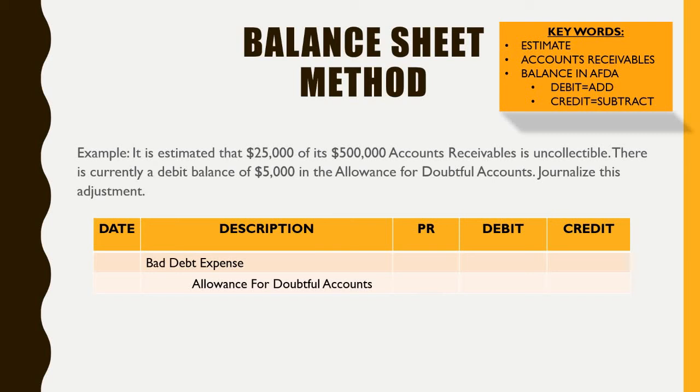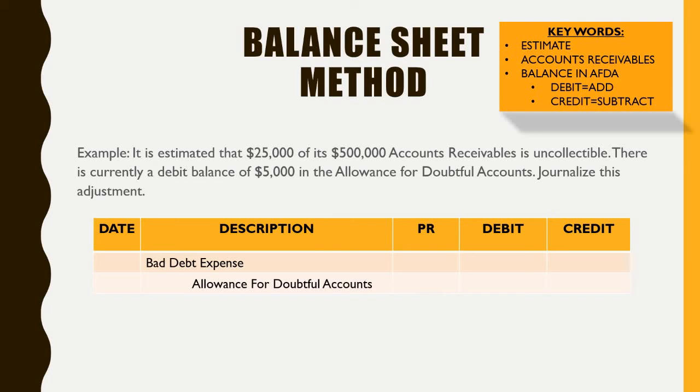So for this example, okay, it's estimated that $25,000 of a $500,000 accounts receivable is uncollectible. There is currently a debit balance of $5,000 in the allowance for doubtful accounts. All right, in the allowance for doubtful accounts, record this adjustment. So here, we need to recognize three things, okay? First off, we're going to recognize what the estimated amount is. In this case, it's $25,000, okay?